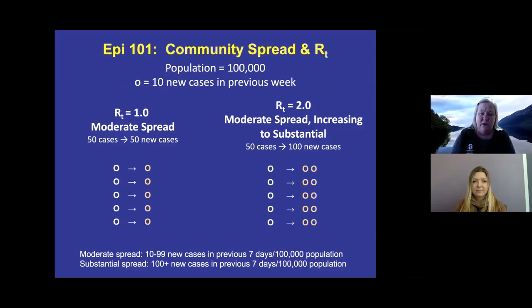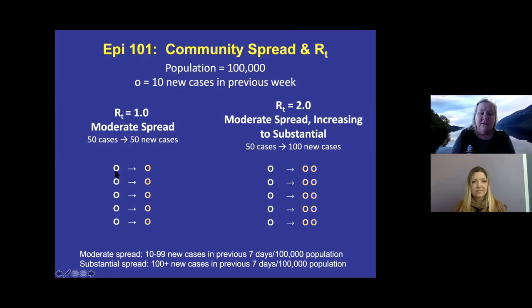So I just want to give some examples of the different RTs. Here we have a population of 100,000. That's the basis, to get every population at a set number. Each of these little circles represents 10 new cases in the previous week. So here we have a community that has moderate spread. There are 50 new cases in the previous week, and we have an RT equal to 1.